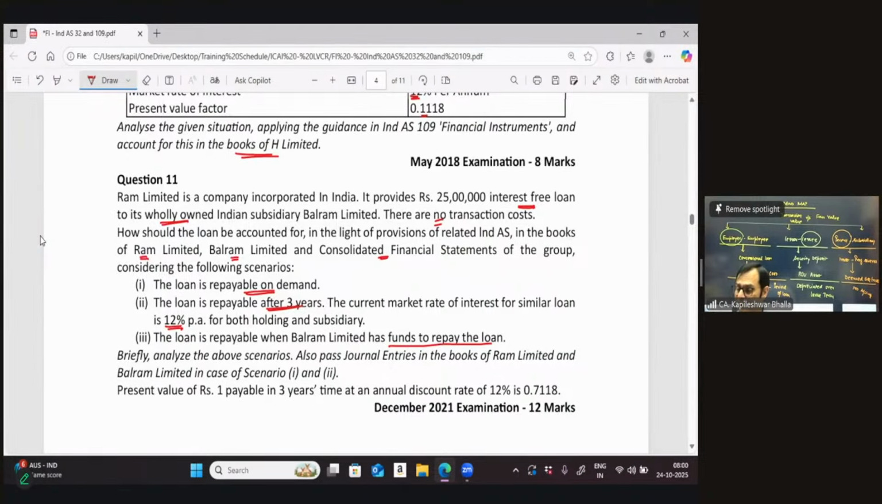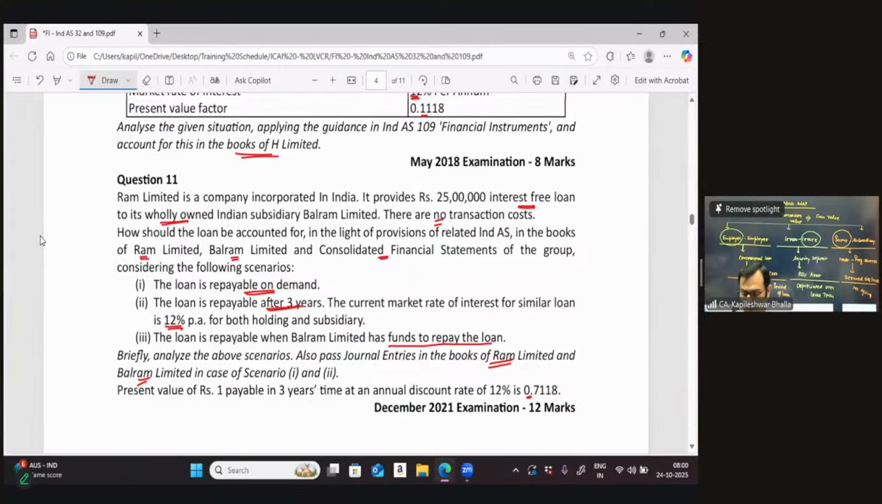Briefly analyze the above scenarios. Also look at the journal entries in the books of Ram and in the books of Balram in the two scenarios, 1 and 2. Then he has also given you the present value factor at the rate of 12%. 12 marks. So you've got 3 parts and there are 3 books. I think it's wonderful indeed because you just need to show the focus of the entry.